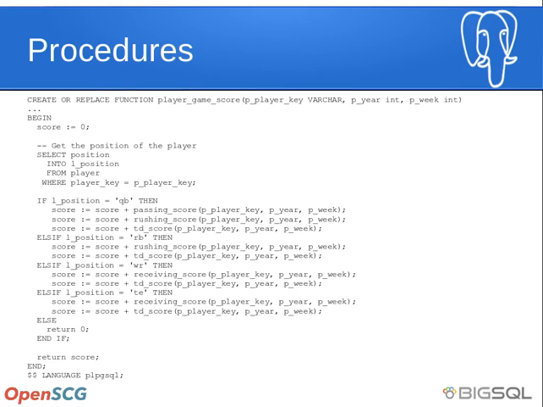Then we want to calculate our player game score. If you're a quarterback, you could potentially have passing, rushing, and then your touchdown score. Running backs, rushing and touchdown. Really, as has been pointed out at other times, they could have receiving touchdowns. But you have something that calls those individual functions.